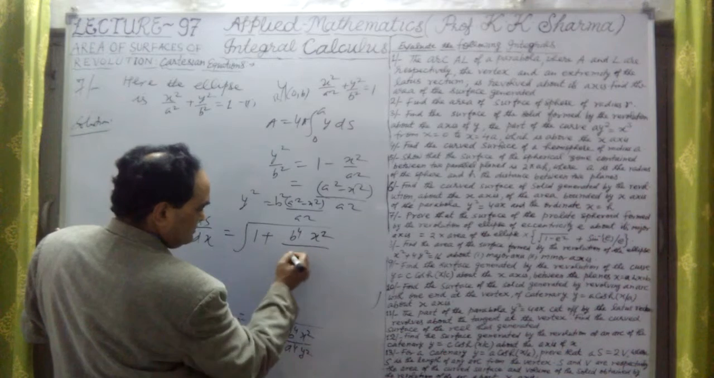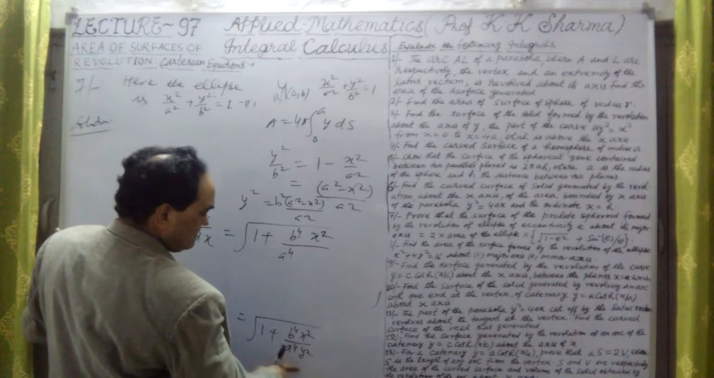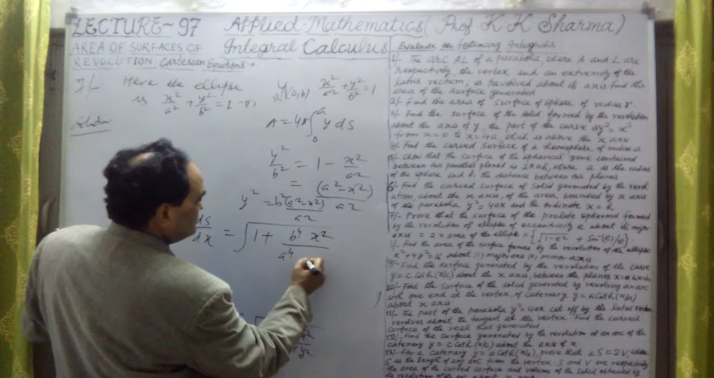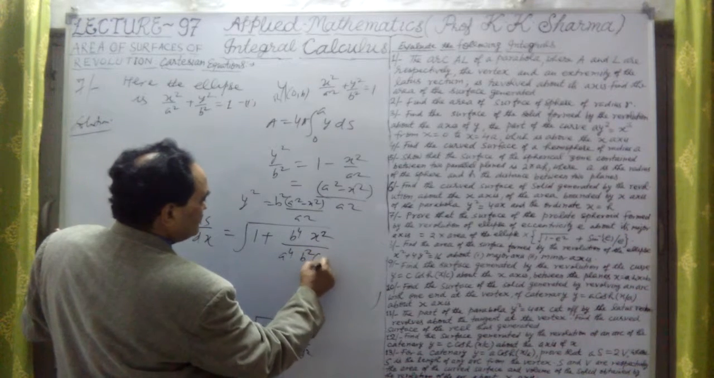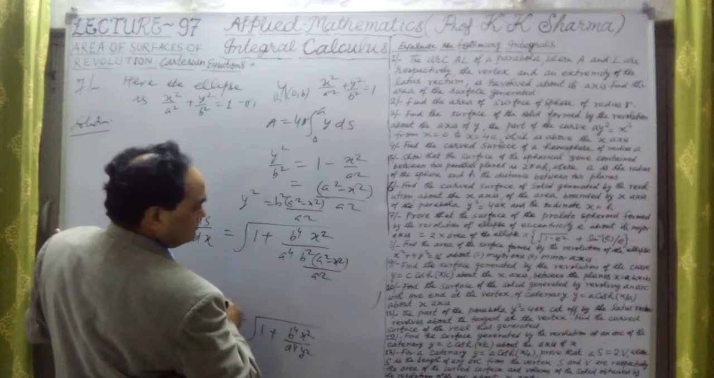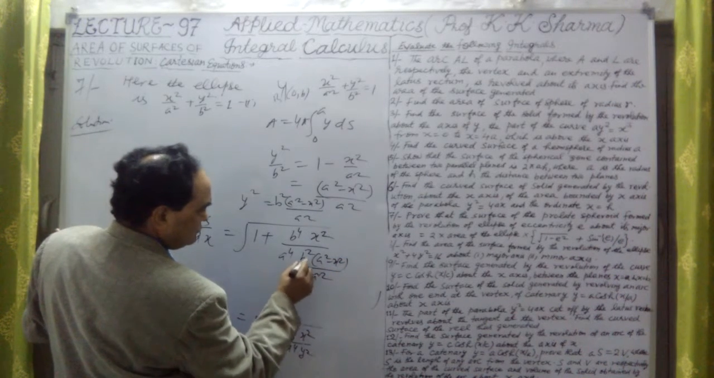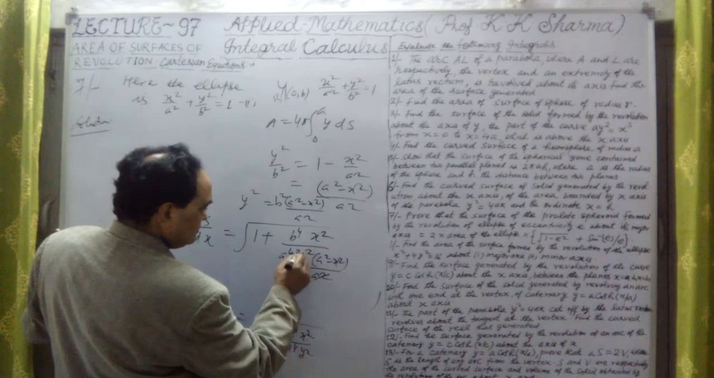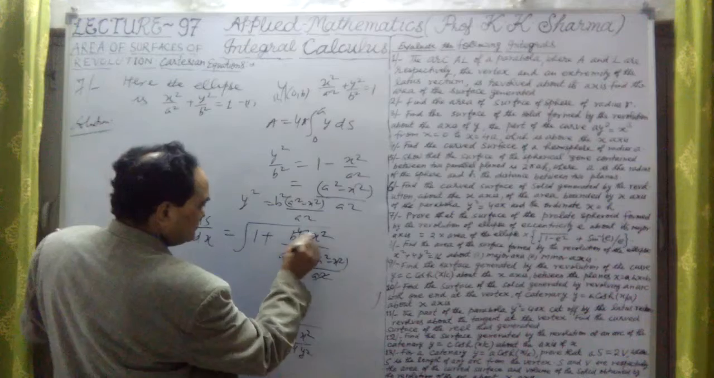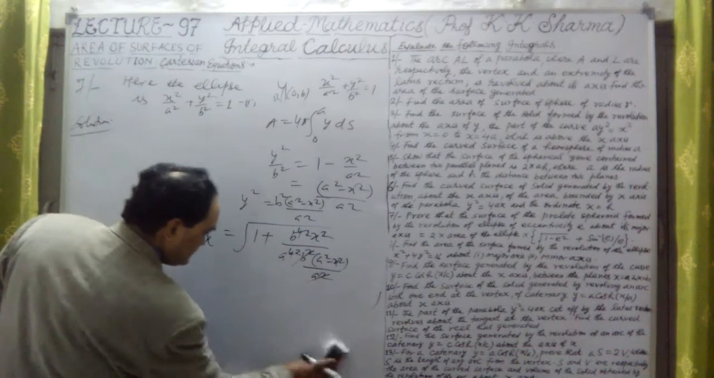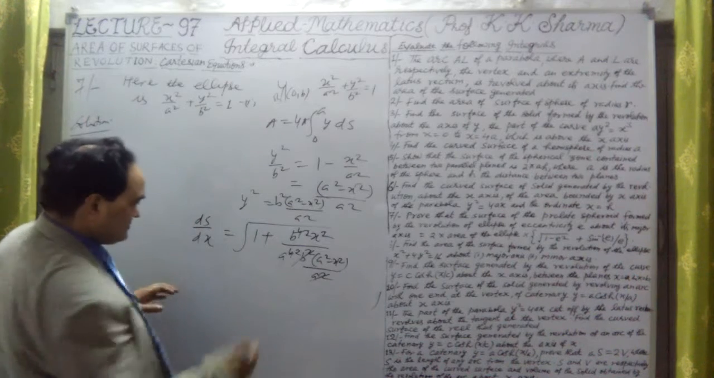It was divided by a⁴ into y square. What is this value? This is nothing but b square into (a square minus x square) upon a square. Here a square is cancelled out, b square is here, b square cancelled out. This is a square, this is a square, b square, this is b square. Okay, so what is obtained? Let me now substitute this.